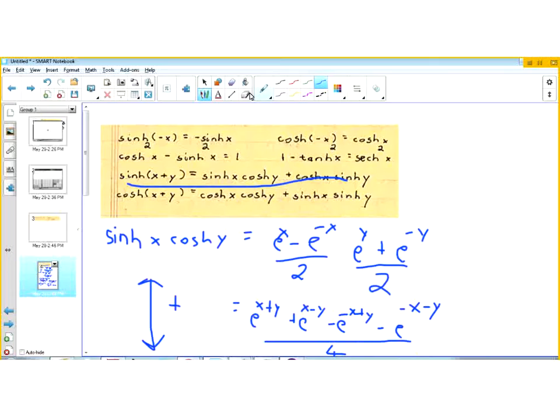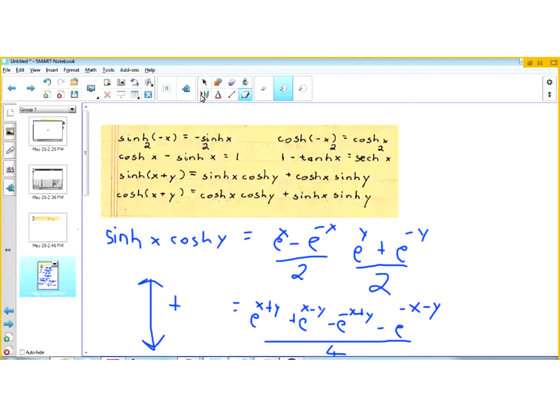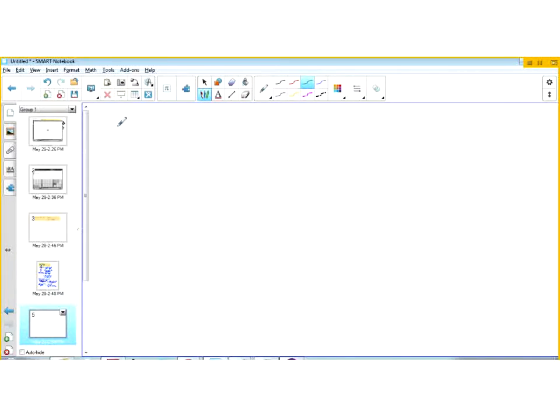Right? Easy enough. Okay, so I'll leave it to you to prove the cosh of a sum. And you see how they kind of mimic the trigonometric identities? In a way they do. So how about, except for this one, how about we prove this identity? The cosh squared minus sinh squared is equal to 1. So I'll do that on the next page.